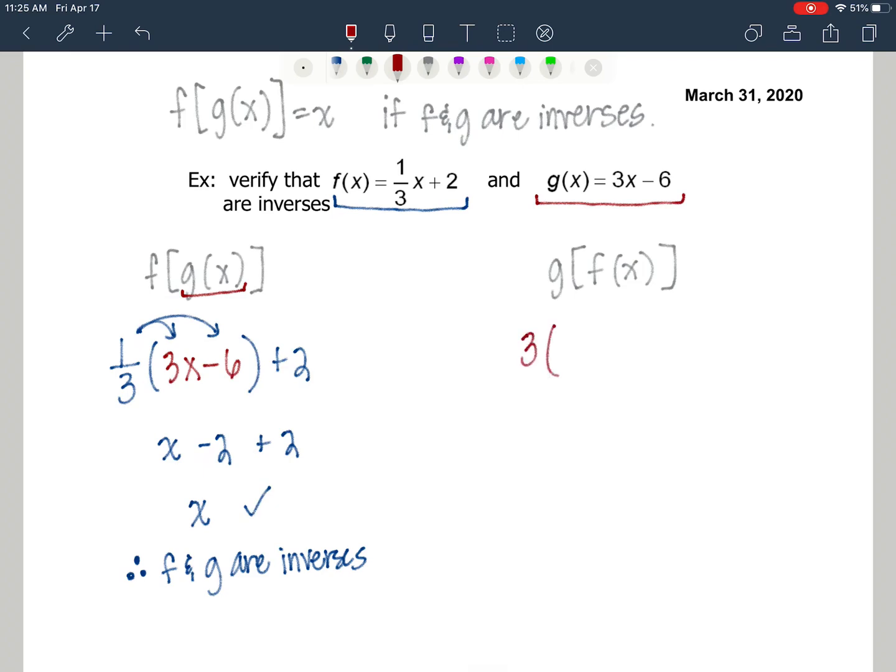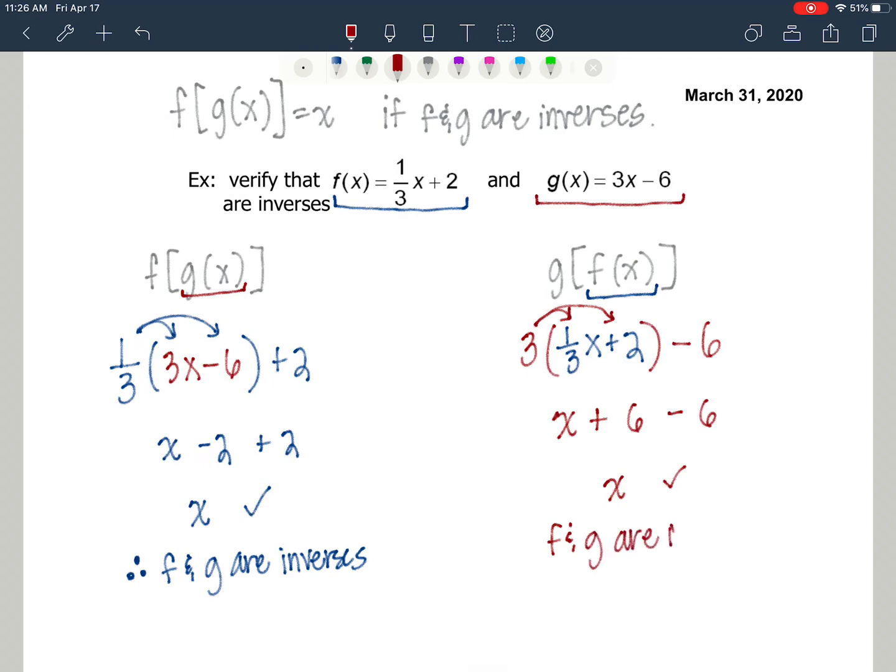So I'm going to start with 3x minus 6, and in place of x I put parentheses, and in place of x I'm going to put f of x. So I'm going to put 1/3 x plus 2. Now I'm going to distribute. 3 times 1/3 x is x, plus 6 minus 6 is x. f and g are inverses. So no matter which composition you would have chosen to do, either way, those two functions are inverses of one another.